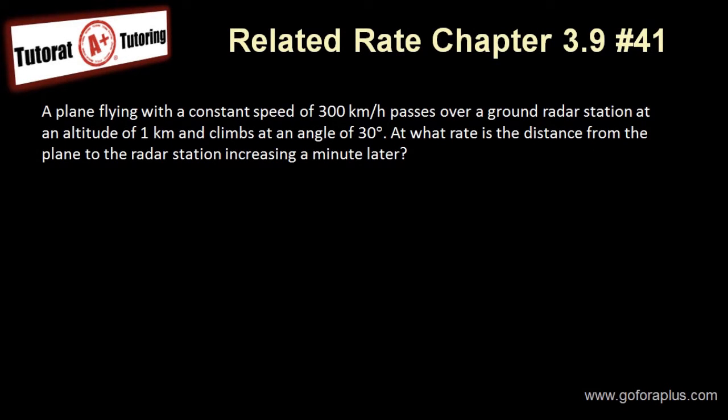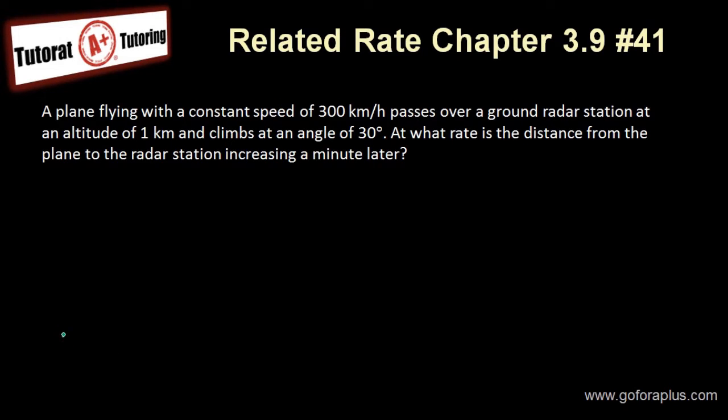In this session, I'm going to solve a problem related to the related rates in Stewart textbook, chapter 3.9, number 41. A plane flying with a constant speed of 300 km per hour passes over a ground radar station at an altitude of 1 km and climbs at an angle of 30 degrees. At what rate is the distance from the plane to the radar station increasing a minute later?